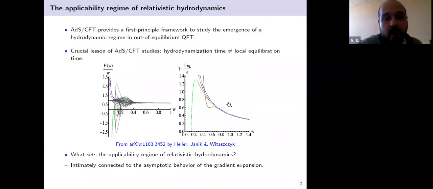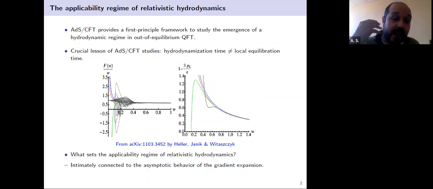Okay, so here you have an example of the difference between the hydrodynamization time and the local equilibration time, which I took from a paper from 2011, written by Heller, Janik, and Witaszczyk. And in it, you see the time evolution of the pressure anisotropy as a function of a time variable measured in units of the local temperature. So here you see the relativistic hydrodynamics, which is represented by these dotted curves, can capture successfully this pressure anisotropy, even when this pressure anisotropy is not small as it should be in the local equilibrium regime, but rather large, okay? So this was an observation that popped out over and over again in these early AdS/CFT studies of hydrodynamization. And it motivated further research into its origin.